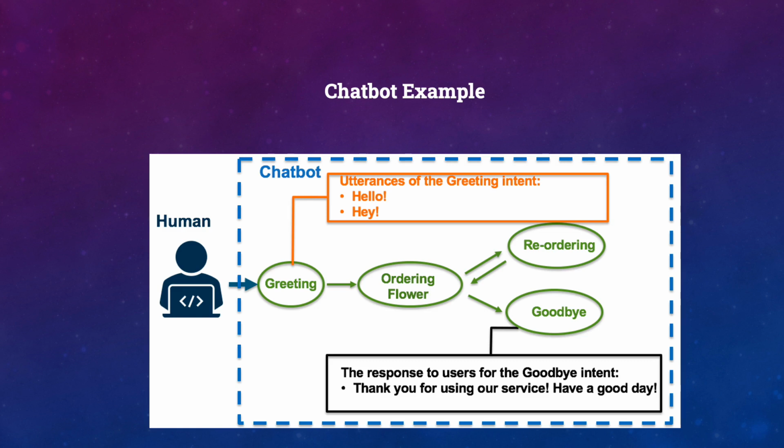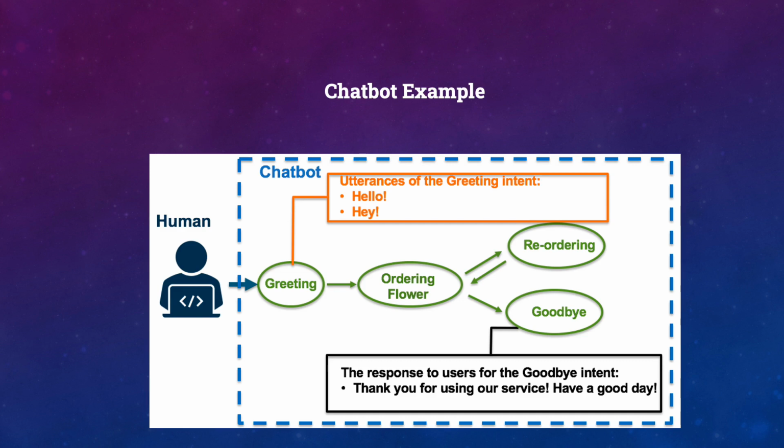And the conversation flow design shows how the conversation flows in the dialogue. You can see the conversation flow in the green part in the middle of the image. Finally, the response design shows how the chatbot will reply to users' input. In our example, you can see the response of the goodbye intent in the black text box at the bottom. In our approach, we extract features about these three aspects to train the model for prediction.